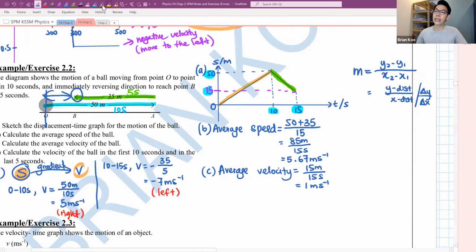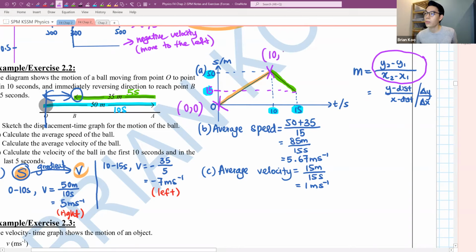Some of you may be more familiar with this formula. If you want to use it, just go ahead. Then you will need the coordinates though. So I will point out these two coordinates. This one is 0, 0. This one is 10, 50. So the gradient of this line will naturally give you the velocity already, right? That's why I say you have to remember this. Going forward, gradient will naturally give you the velocity.